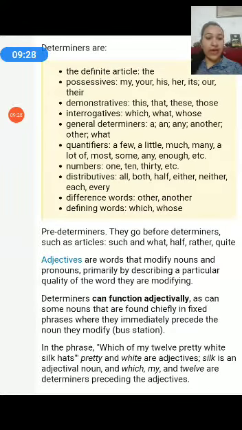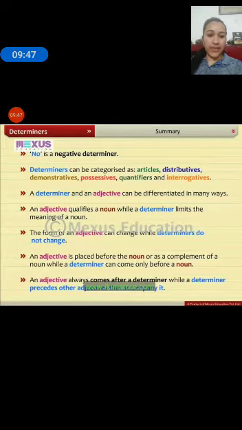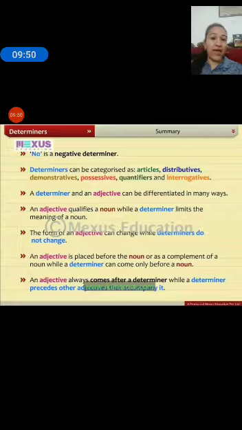Now what's the difference? The difference is a determiner and an adjective both quantify a noun, but a determiner limits the meaning of the noun. What do you mean by limiting the meaning? It only points at the noun, adds nothing extra to the noun. So in short, a determiner does not modify a noun. An adjective can modify a noun. So that's difference number 1. Okay. The forms of adjectives can change while determiners do not change. What do you mean by forms? Degrees. We understood the degrees of comparison in adjectives. Those kinds of degrees are available only in adjectives, not in determiners.